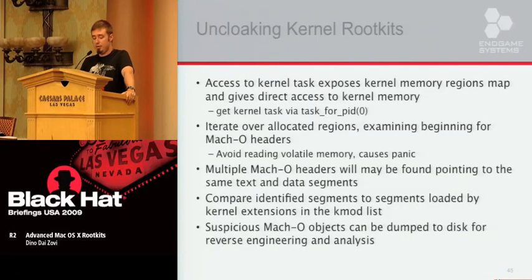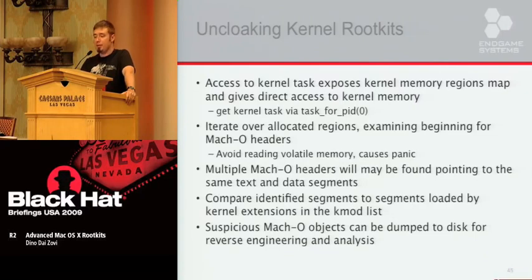So I wrote a tool called uncloak, and what this does is basically, because the kernel task is available, you can actually just get access to the task by calling task_for_pid 0, and then enumerate its allocated memory regions. And this would be all allocated memory in the kernel. And then you can just go over it looking for the Mach-O headers that indicate that a binary object is loaded there. And you just have to sidestep some things to avoid kernel panics. For instance, like DMA memory, you don't want to read that.